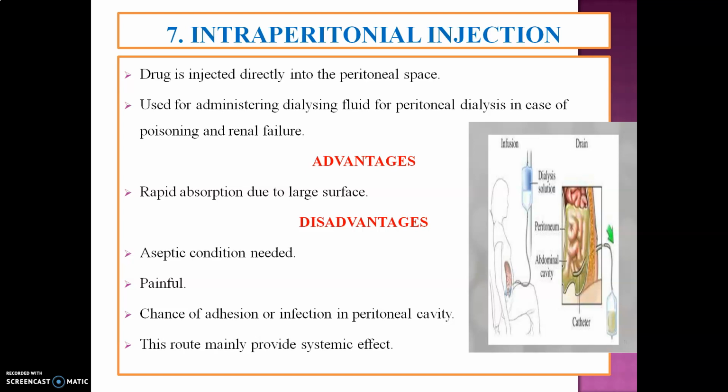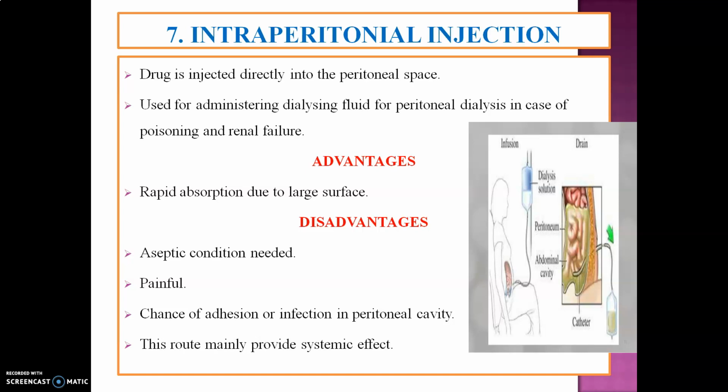So the drug is injected directly into the peritoneal space of your body. It is normally used for administration of dialysis fluid for peritoneal dialysis. Whenever peritoneal dialysis is needed, you go for this intraperitoneal injection, and it is most of the time used whenever there is poisoning or renal failure. These intraperitoneal injections can also be used for providing glucose or saline solution to infants.